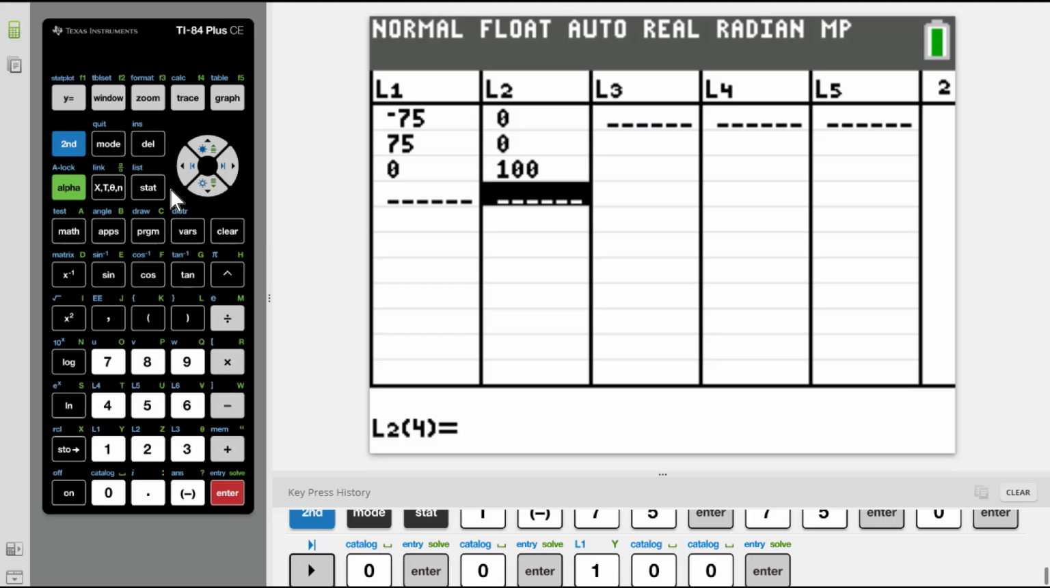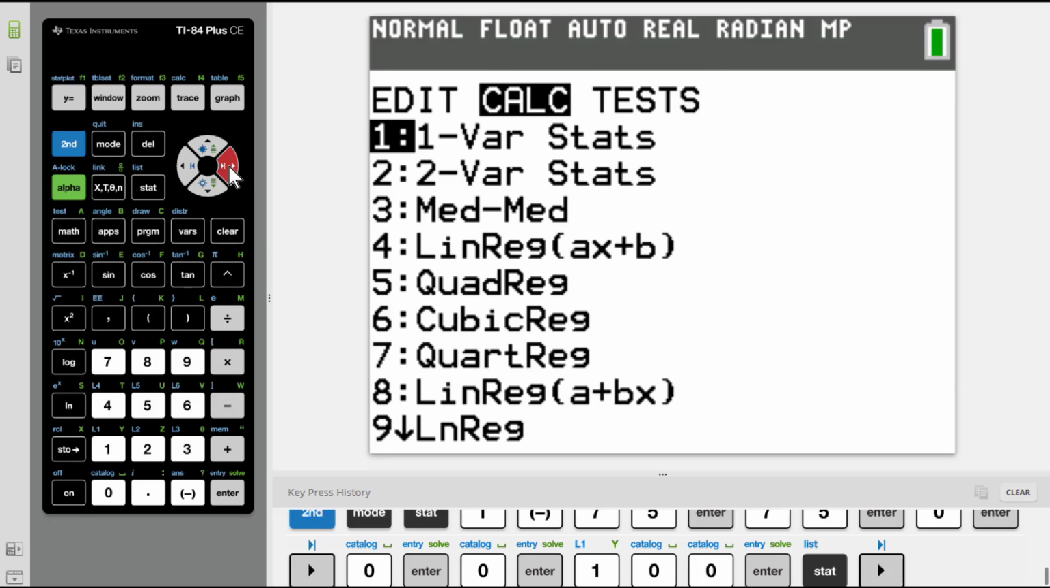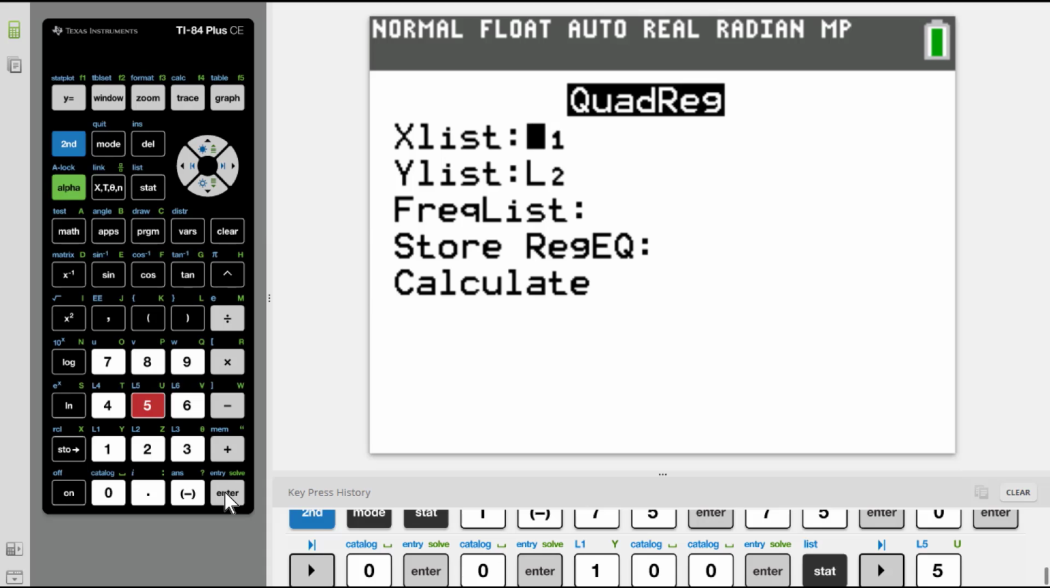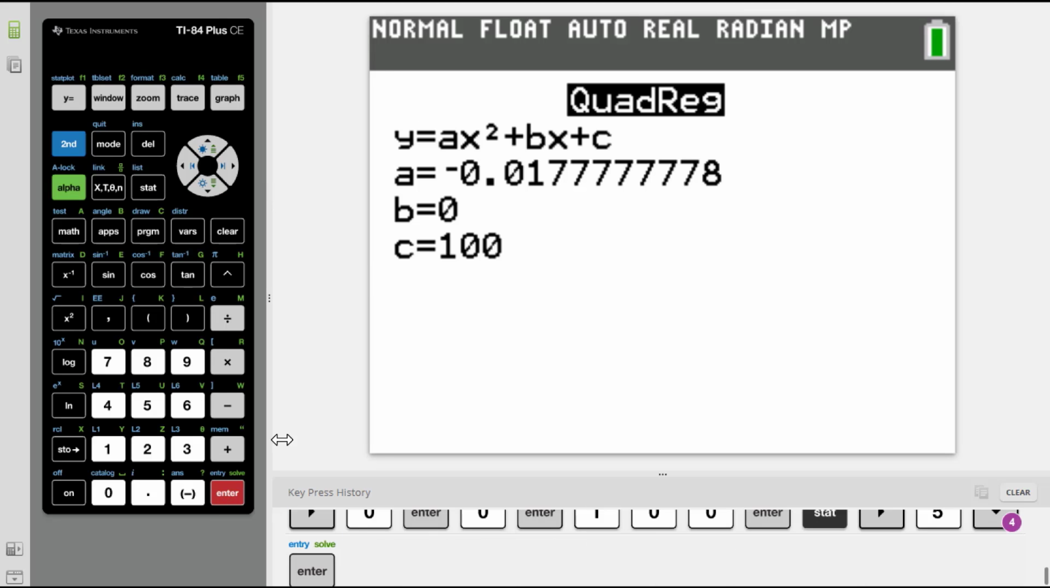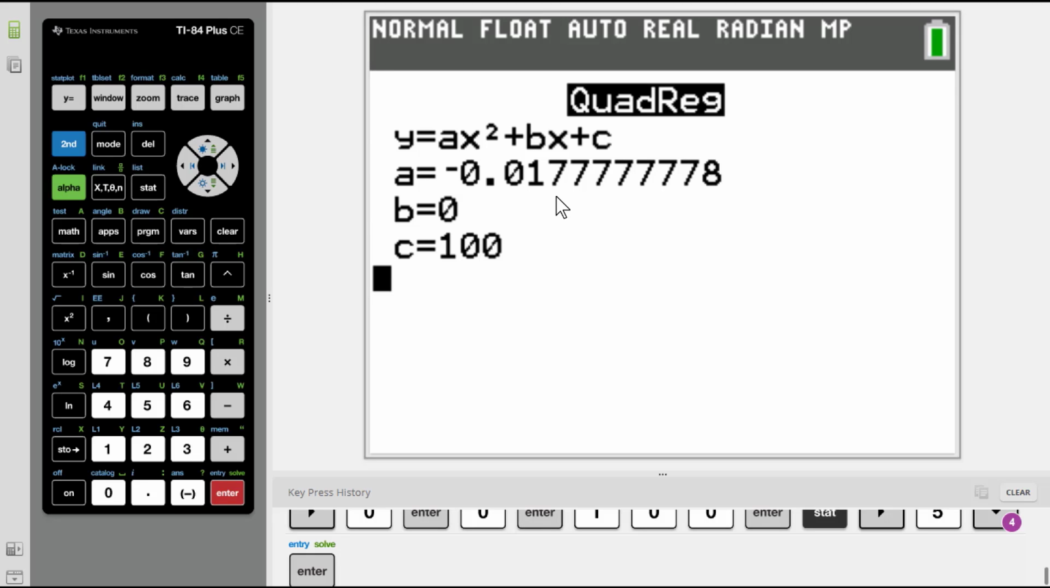And now what we're going to do is what we did before. We're going to go to Stat, Calc. We're going to go over to the Calc, and then we're going to hit 5 because we're looking for quadratic regression. And we're going to go down to, so list 1 and list 2 are appropriate. Going to go down to calculate, hit calculate, and it tells us what our A is. Look at that A. That's like a crazy A.